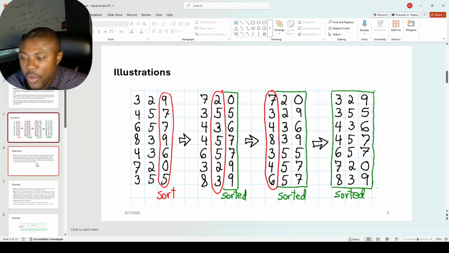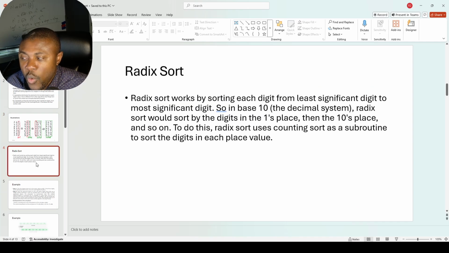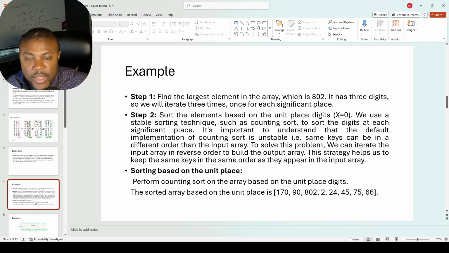All right. Now, Radix Sort works by sorting each digit from the least significant digit to the most significant digit. So in base 10, the decimal system, Radix Sort would sort by the digits in the ones place, then the tens place, then the hundreds place, then the thousands place, and so on and so forth. All right. Let's see an example.